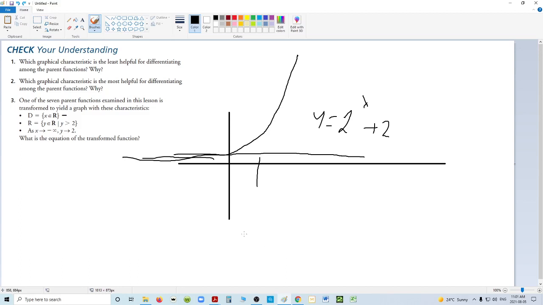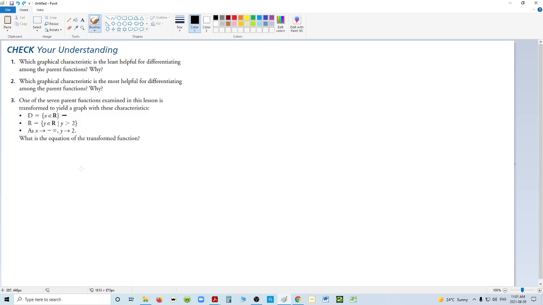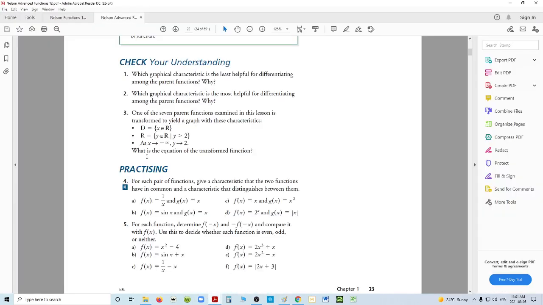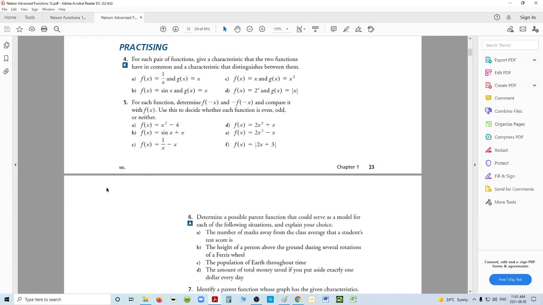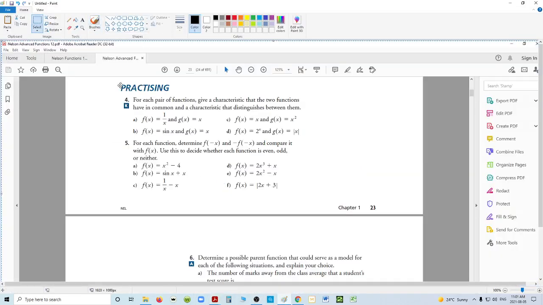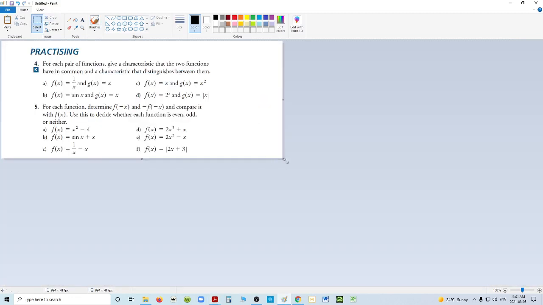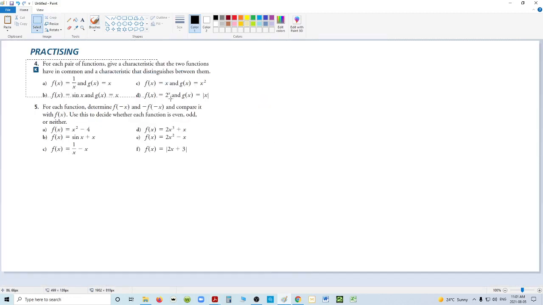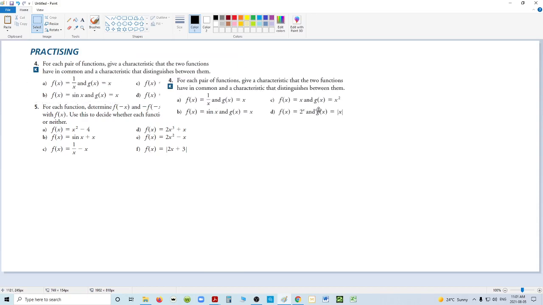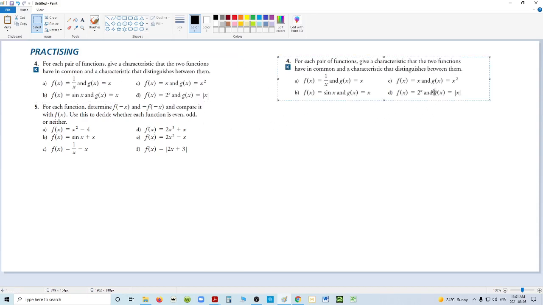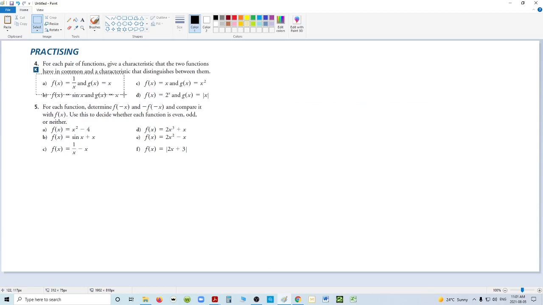You can confirm that with Desmos. There's actually more answers than that, but I don't want to make it too confusing. Okay, now we'll do some of these. Okay, for each pair, actually we're going to just skip that and we're going to just read it.